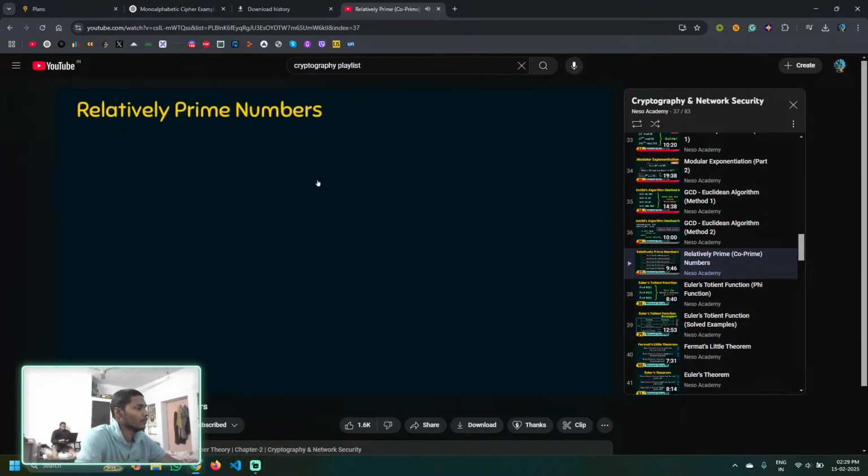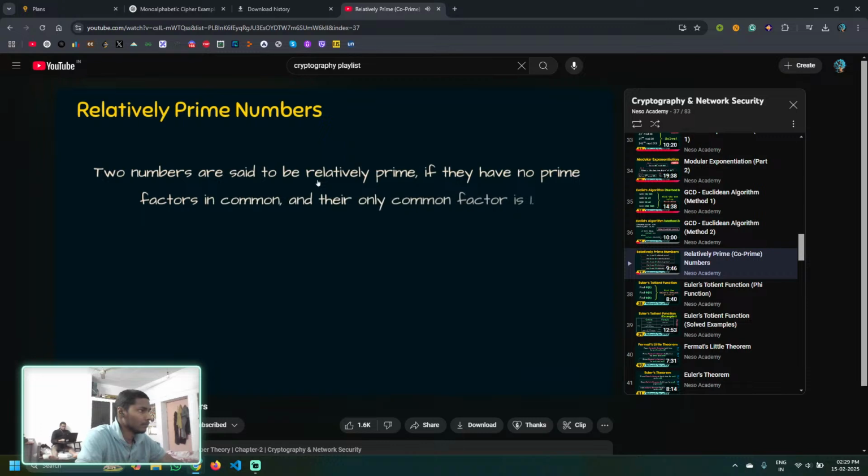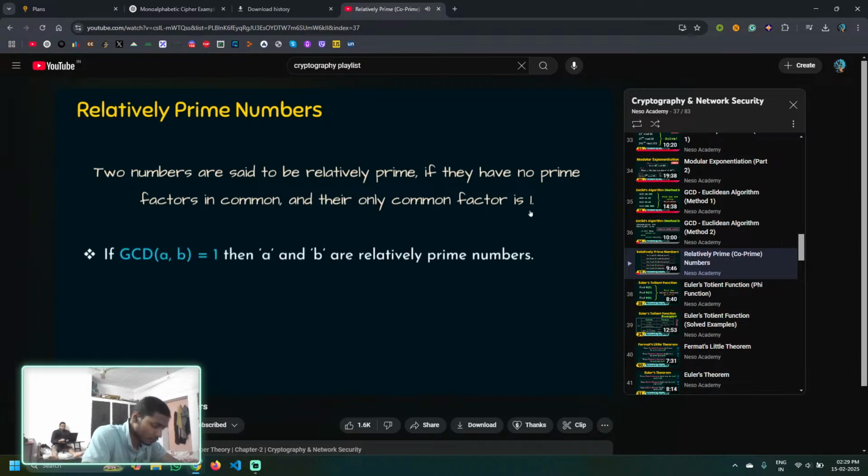Before seeing the details of relatively prime numbers, let's see the definition first. Two numbers are said to be relatively prime if they have no prime factors in common and their only common factor is 1. When we have two numbers, we call them relatively prime to each other when they don't have any common factor except 1. That is what the definition says. Let's see it elaborately. Let's say a and b are two numbers. a and b are said to be relatively prime numbers when they don't have any common factor except 1.